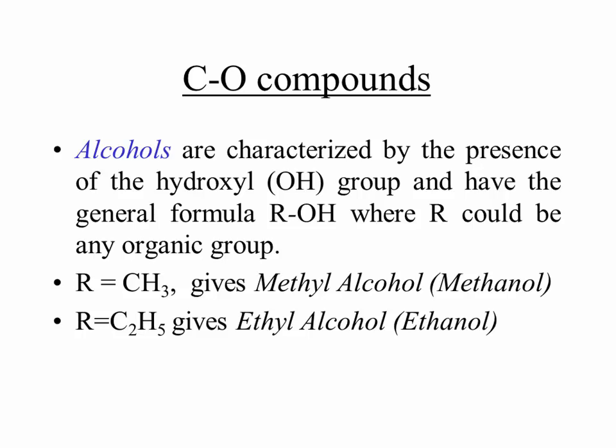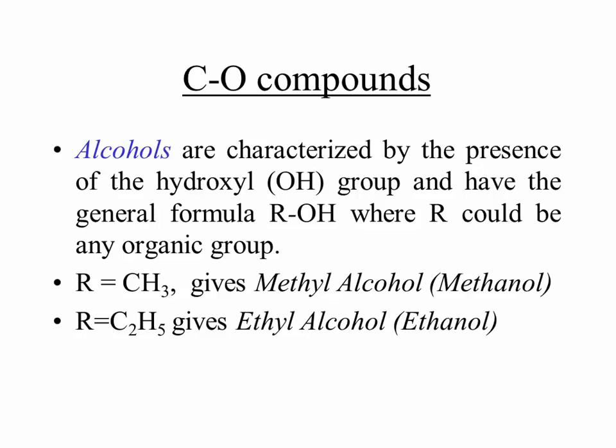Next, we move on to compounds that contain carbon and oxygen. One set of compounds that contain carbon and oxygen are alcohols. They are characterized by the presence of the hydroxyl group OH, and they have the general formula R-OH, with a single bond, where R could be any organic group. For example, if R is CH3, one organic group that we saw on the last slide, that was the methyl group.